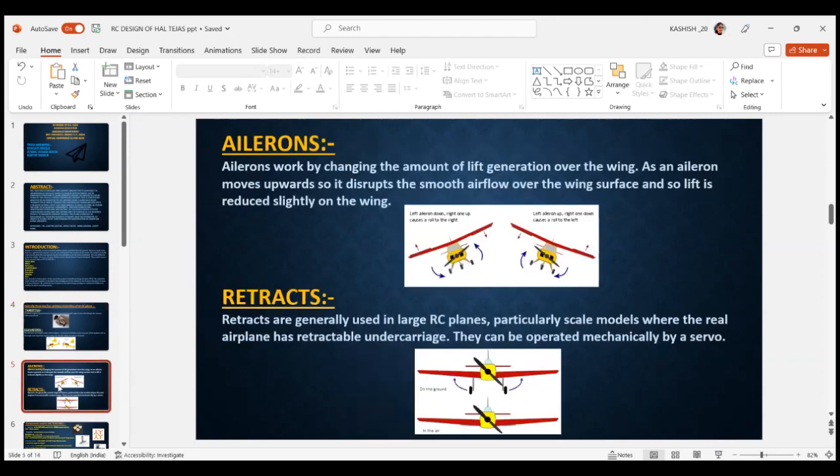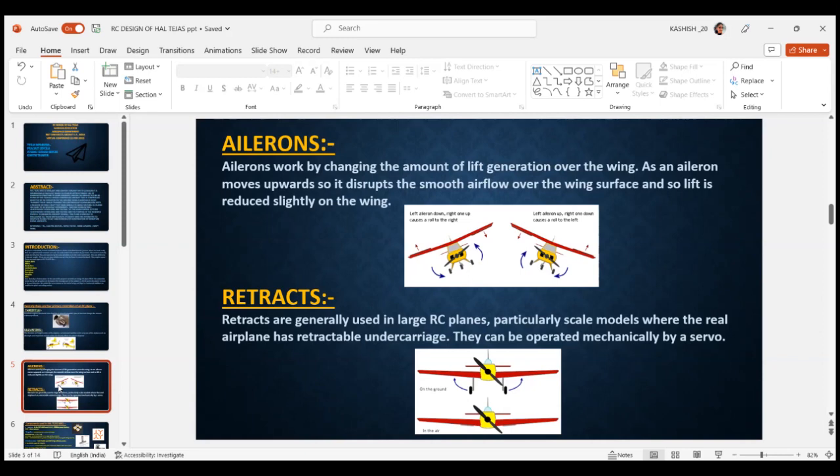And the next primary controllers are the ailerons. Ailerons work by changing the amount of lift generated over the wing. As an aileron moves upwards, it disrupts the smooth airflow over the wing surface, and so lift is reduced slightly on that wing. Here in this picture, the right aileron up causes a roll to the right, and the left one down causes a roll to the left. The main role of the ailerons is to control the rolling motion of an aircraft.